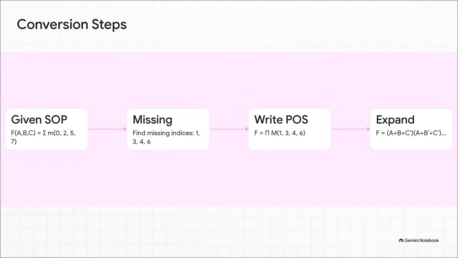Let's methodically step through a 3-variable conversion because it is deeply satisfying to see in action. Step 1. We're given a function that is the sum of minterms 0, 2, 5, and 7. Since there are 3 variables, a, b, and c, our max index is 7. Step 2. Find the missing numbers from 0 to 7. Simple subtraction gives us 1, 3, 4, and 6. Step 3. We instantly know our POS form is the product of maxterms 1, 3, 4, and 6. Step 4. We can then expand that into the massive formula you see. Just by spotting the missing numbers, we've completely translated the logic.